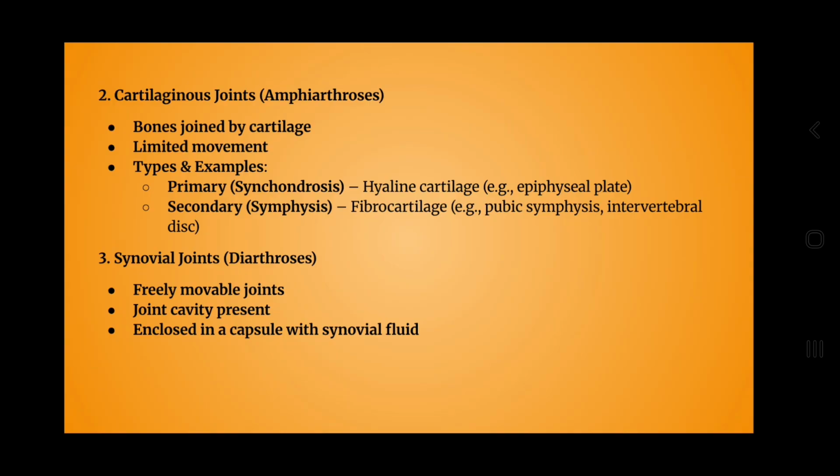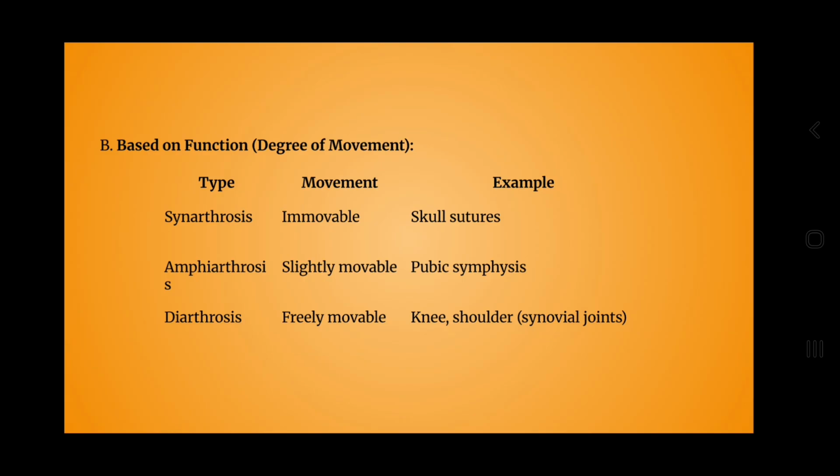The third type is synovial joint or diarthrosis. These are freely movable joints we most commonly encounter in radiology. There is a joint cavity enclosed in a capsule filled with synovial fluid. These joints are pivotal in clinical diagnosis as well as in imaging. The functional classification. Based on movement, joints can also be categorized as immovable, slightly movable, or freely movable, the latter being the synovial joints, which we'll explore in detail. So, based on the function or the degree of movement, I have mentioned the examples as well.